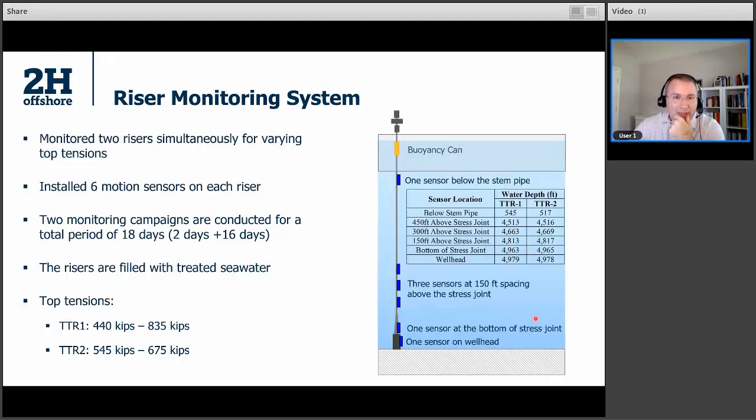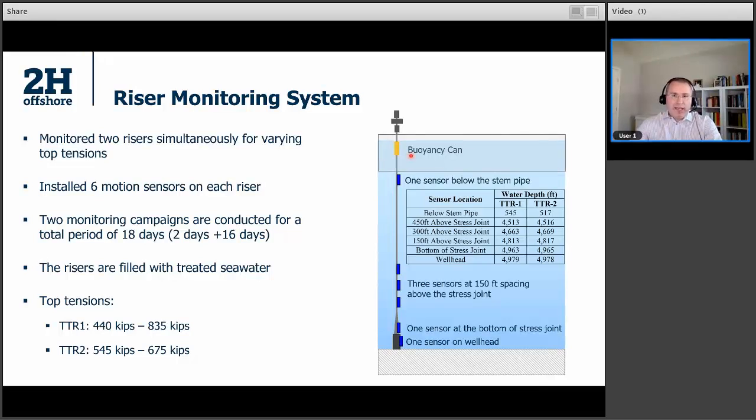Two monitoring campaigns were conducted for a total period of 18 days. The first campaign lasted 2 days, and the second campaign lasted 16 days. At the end of the monitoring campaign, sensor data is downloaded and sent onshore for analysis. During the monitoring campaigns, the risers are filled with treated seawater, and the top tension of each riser is controlled by flooding the air can chambers, and measured using load cells at the top.